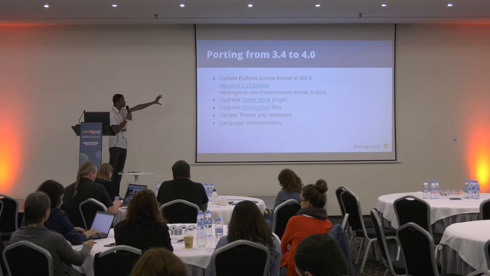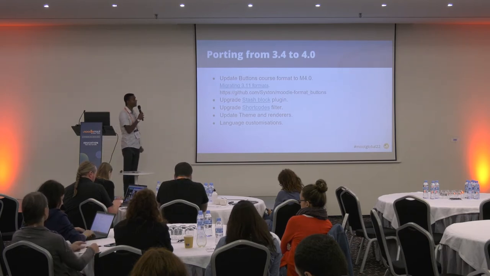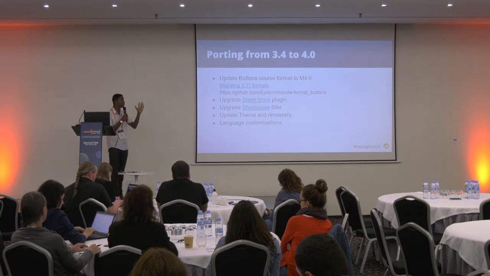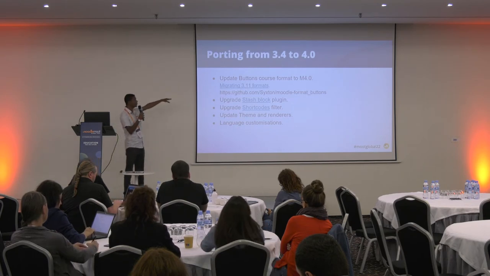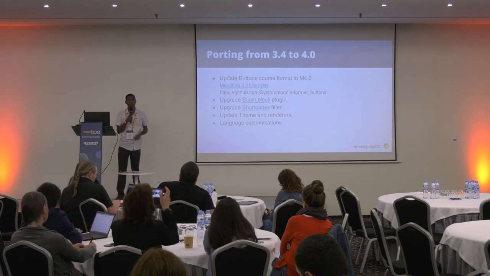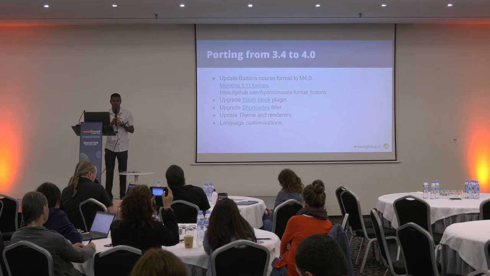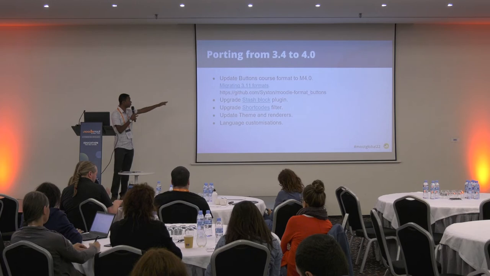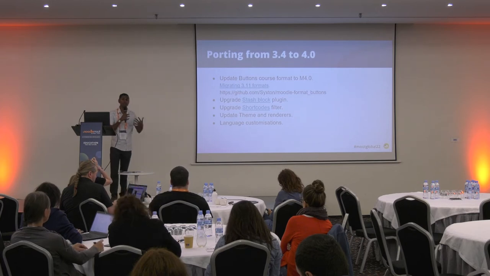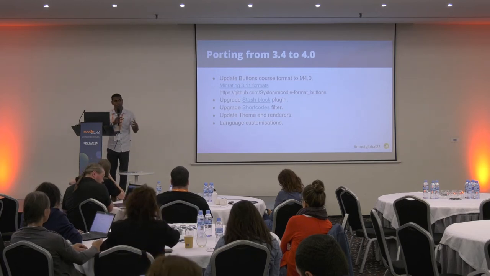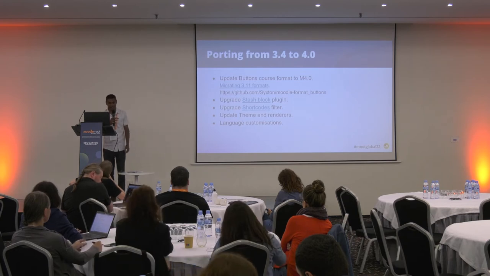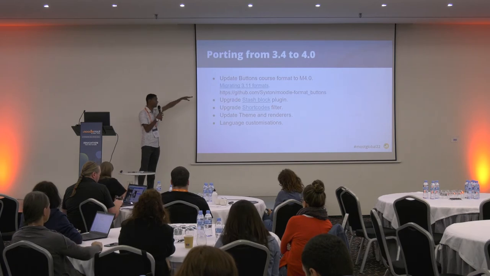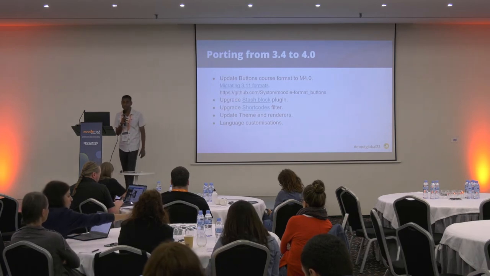So I started with that Moodle 3.4 setup that I had, and how do you make the move to Moodle 4? The first thing was to update the course format, because in Moodle 4 they have now changed the course format structure. The old course format is still compatible, but it will give you deprecation errors. So the first thing was to migrate the course format, and there's already existing documentation on how to do that.